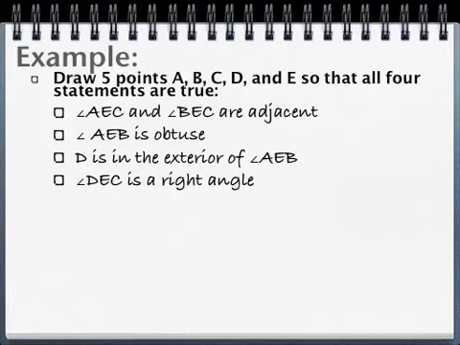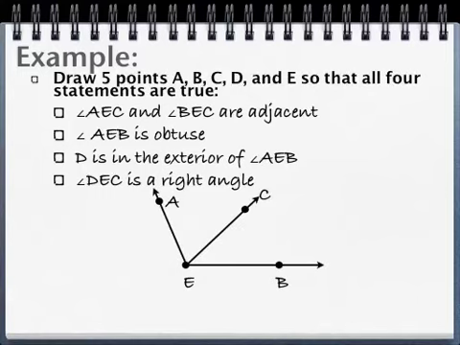So I'm going to start with my points, and I'm going to start with A, E, B, and C. And I'm going to go ahead and make E the vertex. If you notice in this picture, and your picture does not have to look exactly like mine, it can look different, but it does have to satisfy all 4 statements. So if you notice, angle AEC and angle BEC are adjacent. That is true because they are sharing ray EC.